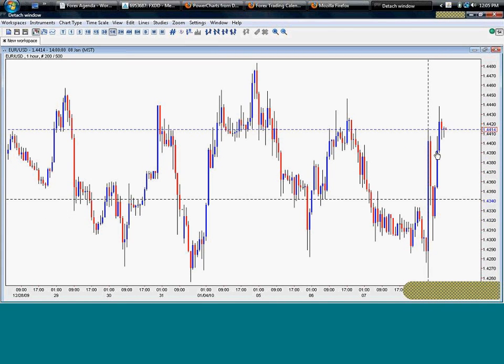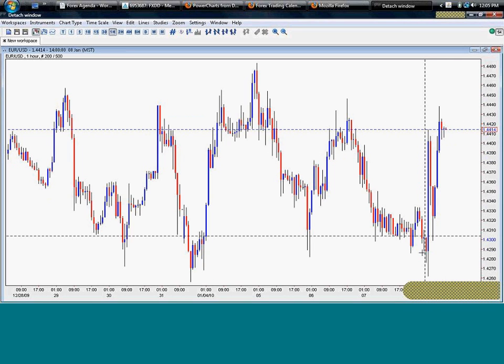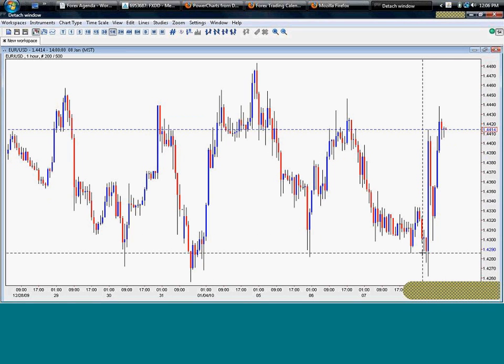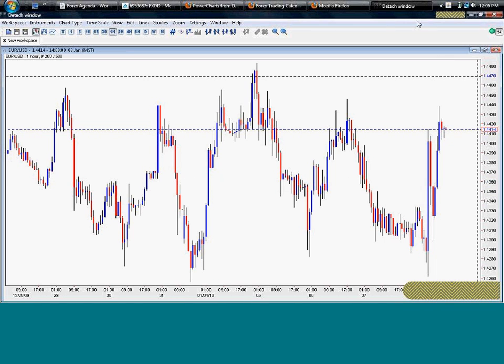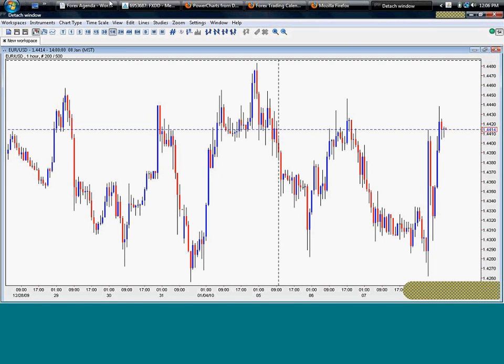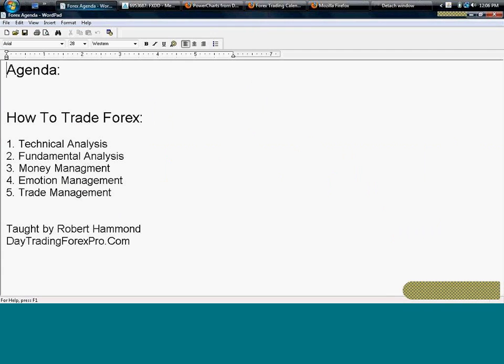The euro went way up as a result of a negative report, basically saying there were more jobs lost in the United States, and that was a negative expectation. So it had a negative impact on the U.S. dollar and a positive impact on the euro. So that's a view of fundamentals.